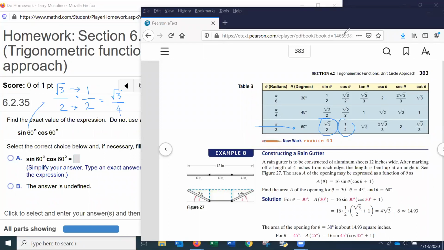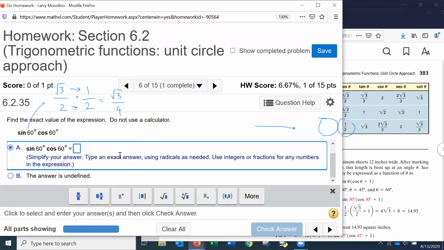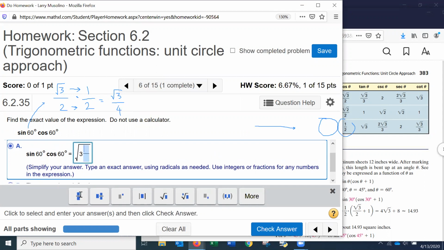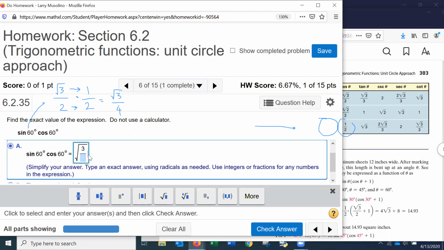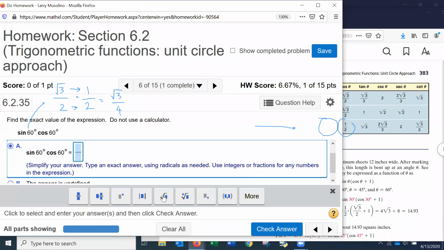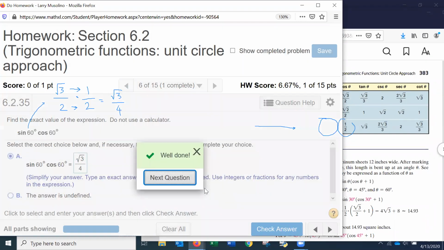Okay, and again, MyMathLab is telling me leave your answer as an exact answer using radicals. Of course, radicals implies using square roots. I'm going to first enter the fraction symbol. I think that's easier. And then I'll put the square root of 3 on top and the number 4 on the bottom.